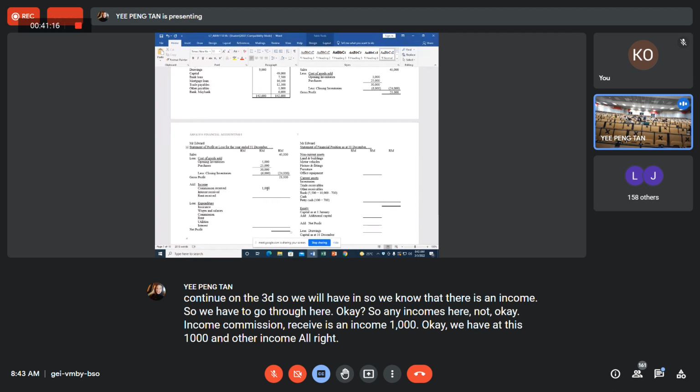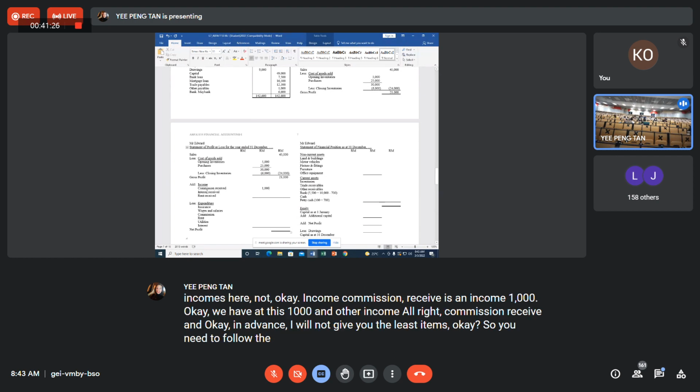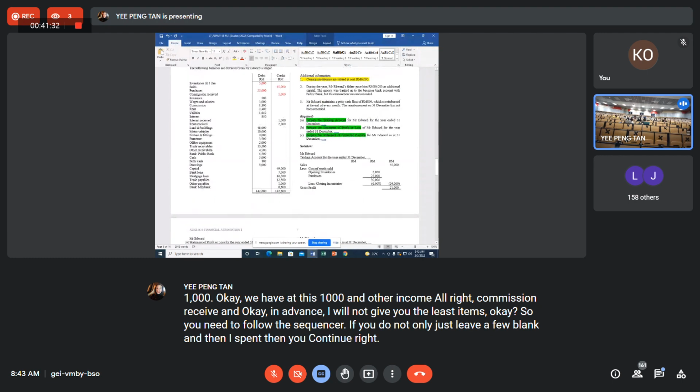All right, commission received. Then, okay, in the exam they will not give you the list item. So you need to follow the sequence. If you do not know, you just leave a few blank and then you continue with the expenditure.